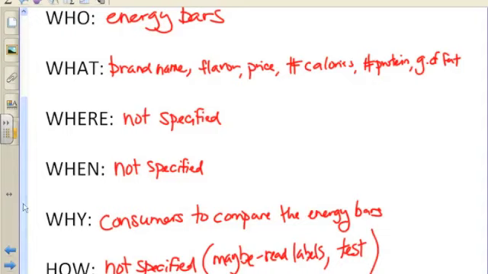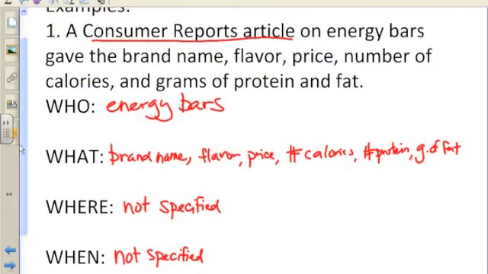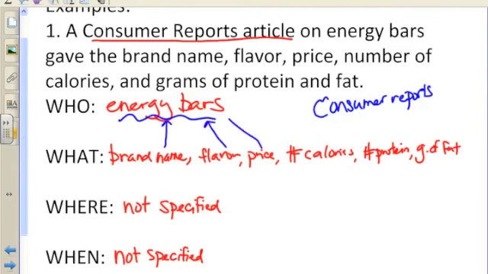Now I'm going to point out a couple places where I see lots of mistakes. On who, a lot of students like to tell me who gathered the data. So they say Consumer Reports, because that's who has the information. Remember, who is not who gathered. It's what is my data about. The brand name belongs to the energy bars, and the flavor, and the price, etc.